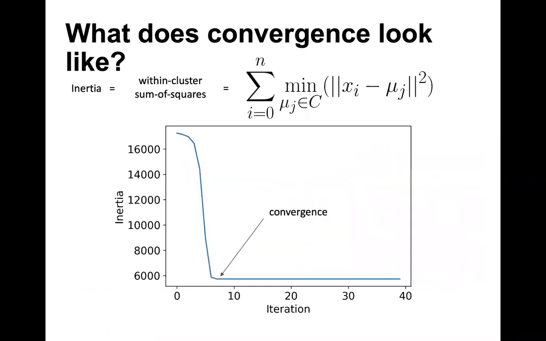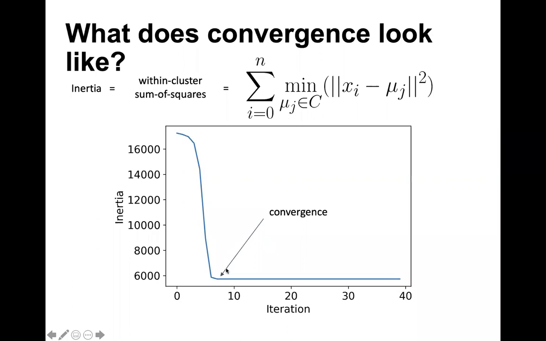And we can actually look at this. We can calculate something called inertia, which is the within cluster sum of squares objective criteria that we were talking about earlier. This is the sum of squared Euclidean distances within each of the clusters. We want to minimize this. And what you can see is that right at about iteration number 7, the change in inertia at each increasing iteration drops down and eventually stabilizes.